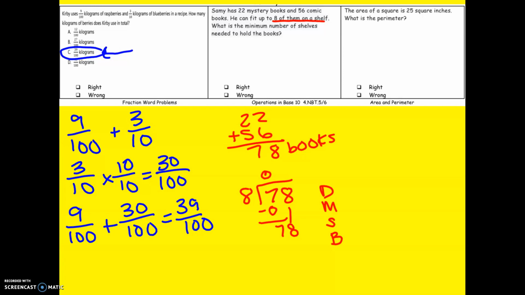So 8, 16, 24, 32, 40, 48, 56, 64, 72. So that means that 8 can go into 78 9 times, which equals 72. And then we get a remainder of 6. Now this is the hard part, deciding what to do once we've solved the problem. I know that the 9 represents the number of shelves that we'll need. The remainder is how many books there will be left over.